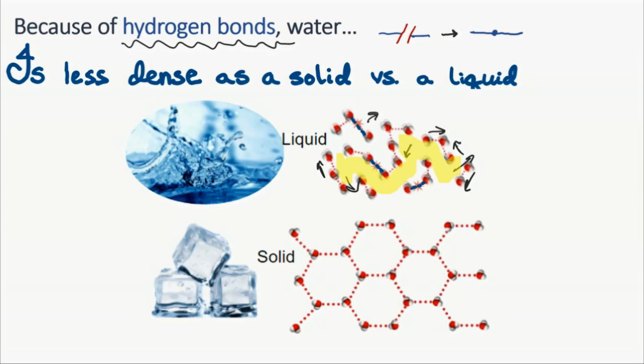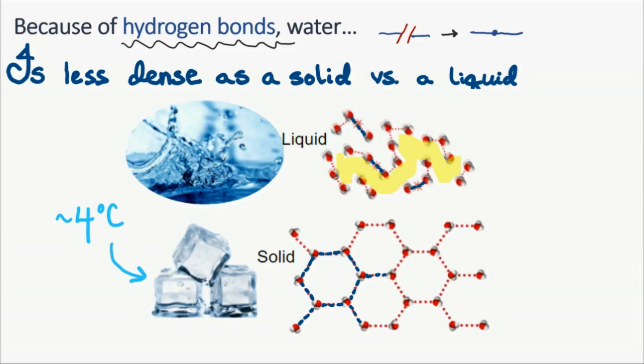Now, when temperatures drop below 4 degrees Celsius, and we start to see the formation of solid water, also known as ice, the water molecules stop moving around. This gives the hydrogen bonds opportunity to become more stable. When stable, hydrogen bonds form between frozen solid water molecules.